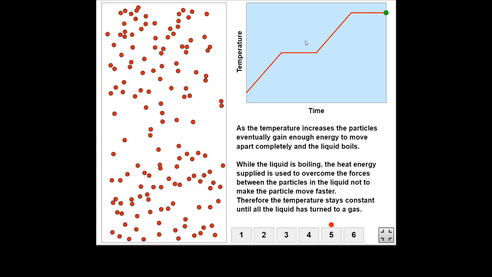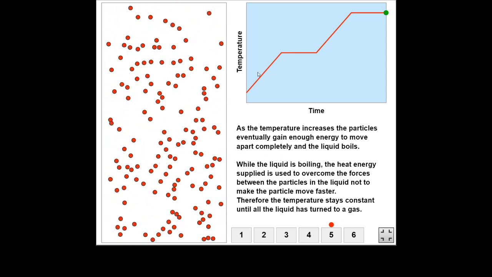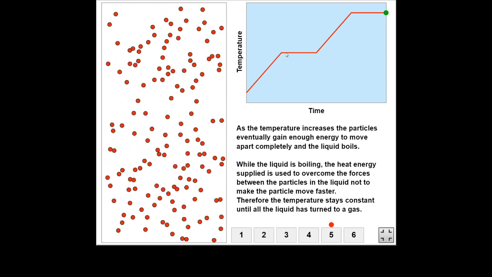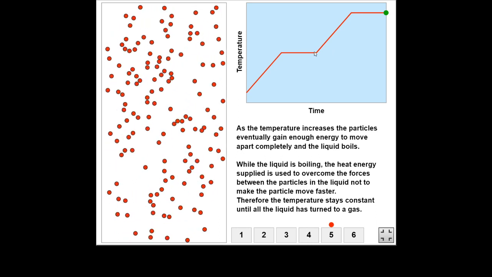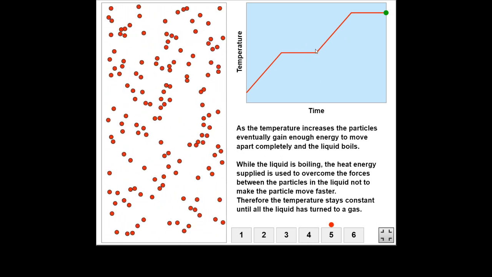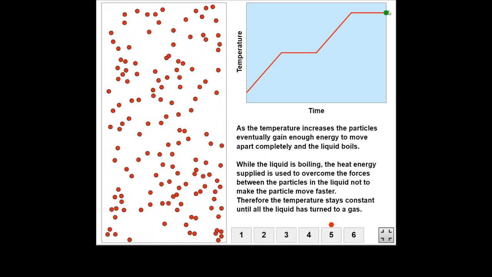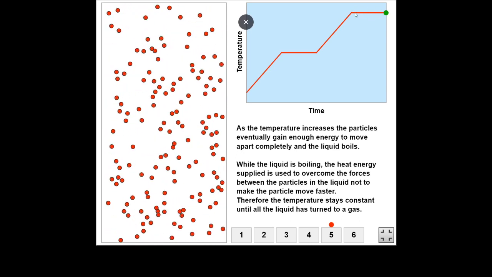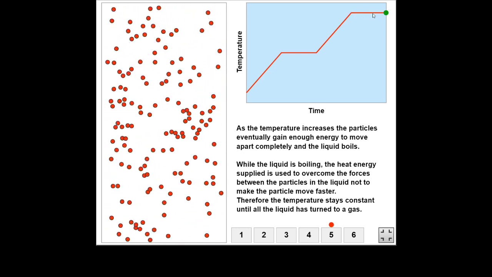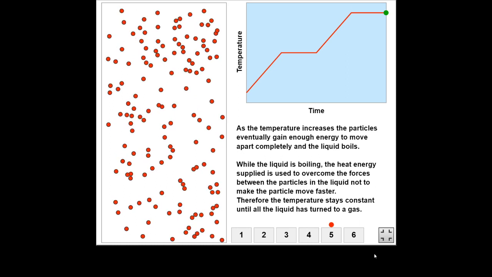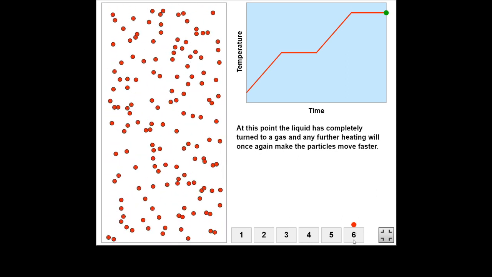And again, just like when we went from a solid to a liquid, this transition here, the temperature stayed the same. When we go from a liquid up to a gas up here, this change across here, the temperature stays the same. Okay?